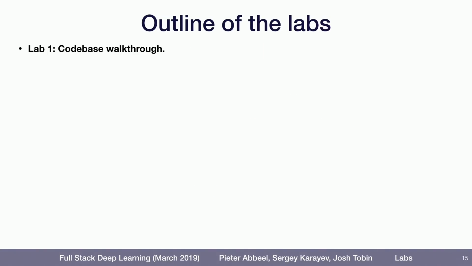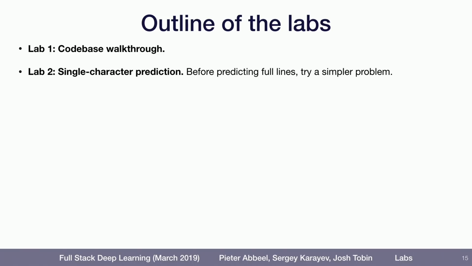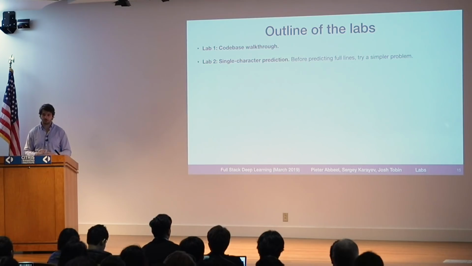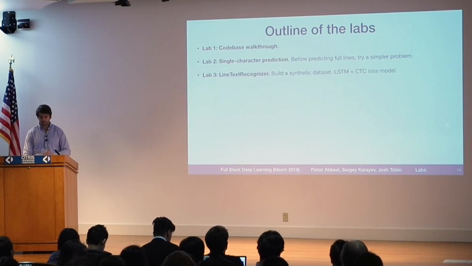All right, so the outline of the labs. The labs are compressed into 4 sessions, but there are actually 9 separate labs. The first thing I'll do is walk you through what I showed you before, the abstract representation of the system that we're going to build. The next thing I'll do is walk you through some of the code that we've created. Then we'll talk about single character prediction. Before turning an entire line of text into text, we'll start with a simpler problem, which is just predicting a single character. This will allow us to get introduced to the code that we have for training models.